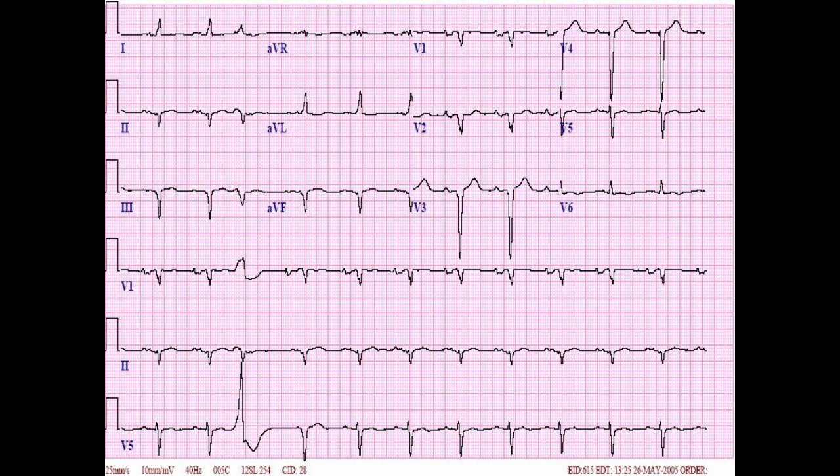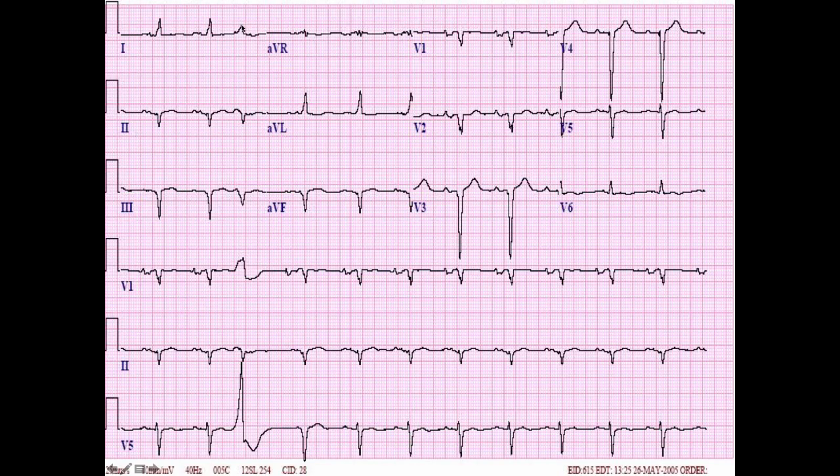Because we have a left bundle branch block, we're going to skip over our ventricular hypertrophies, because in a left bundle branch block, we can't diagnose any ventricular hypertrophies, right or left, off of the 12 lead itself. Now we're going to go over to our atrial enlargements. So left atrial enlargement, I'm looking at lead 1, looking at lead 2.